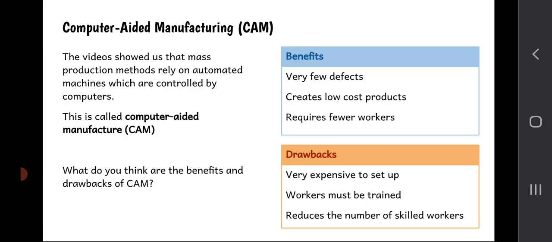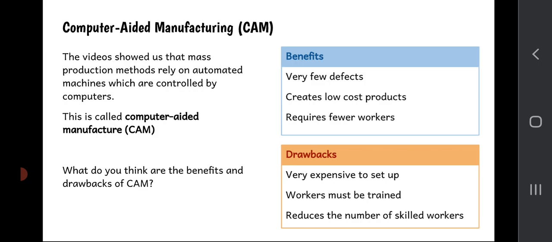In those videos, we saw that mass production methods tend to rely on quite a lot of automation, quite a lot of machines, quite a lot of robots. This in its entirety is called computer-aided manufacture. And there are benefits and drawbacks of using CAM, as we sometimes call it, in factories. The benefits are, because you've got machines producing things all the time, you get very few defects, hardly anything goes wrong with the products themselves. The products, because they're coming out in their thousands and millions, become very low cost. And if you're a factory owner, one of the benefits is that it requires fewer workers than if you were doing something with a bit more skill involved.